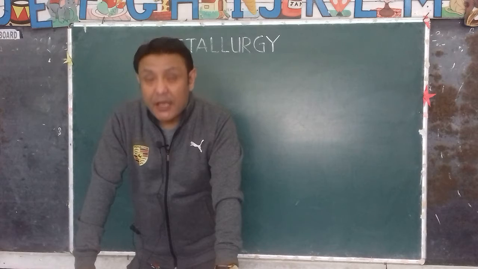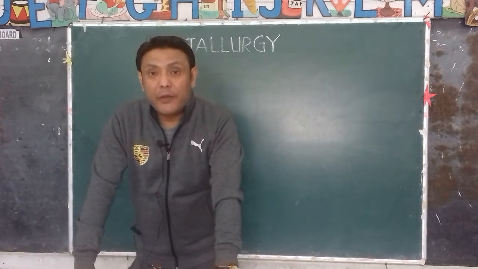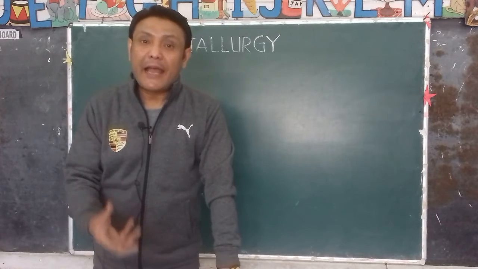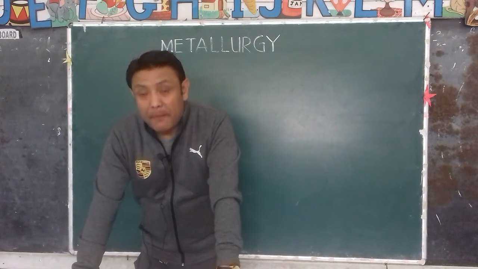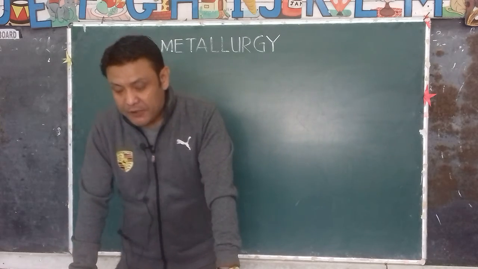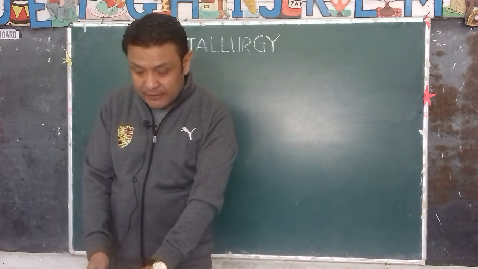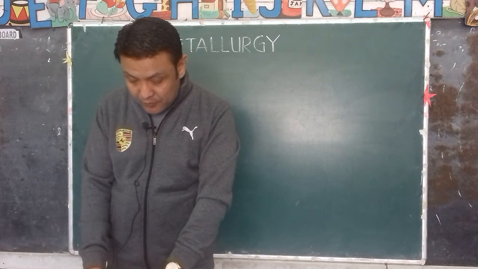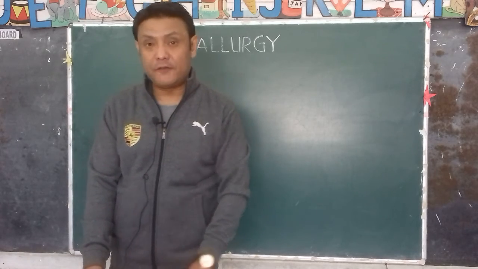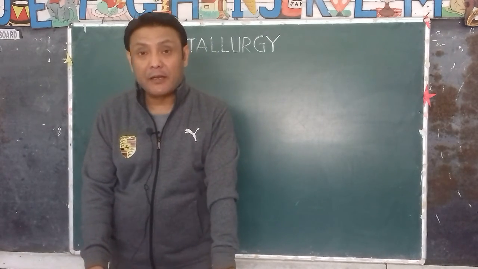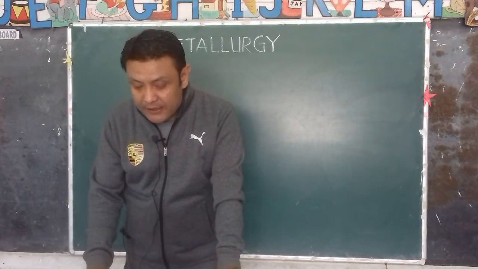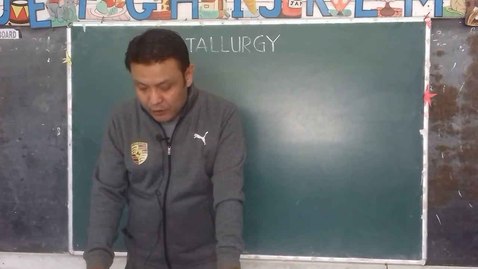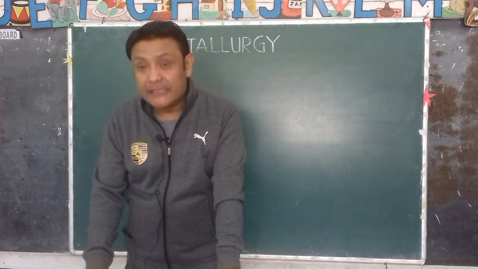And then the last one is refining. So after we get the metal, we make sure that we get the purest form of the metal, and this process is known as electro-refining of impure metal. So these are some of the processes which are involved in the extraction of metals in metallurgy. In the next class, we are going to discuss the steps number 1, 2, 3, and 4 in detail.